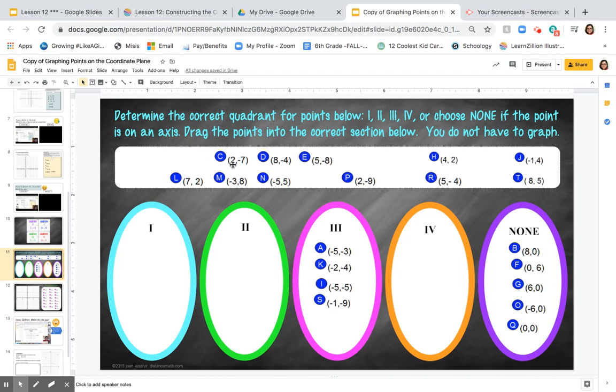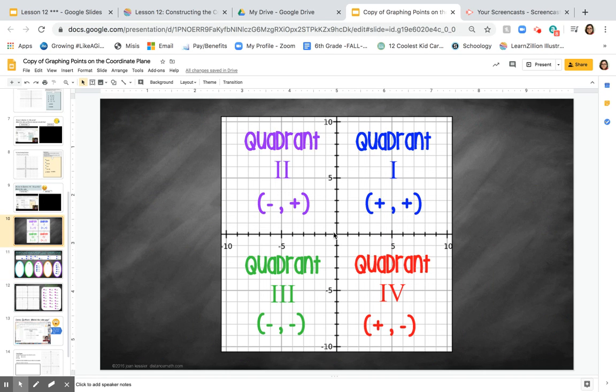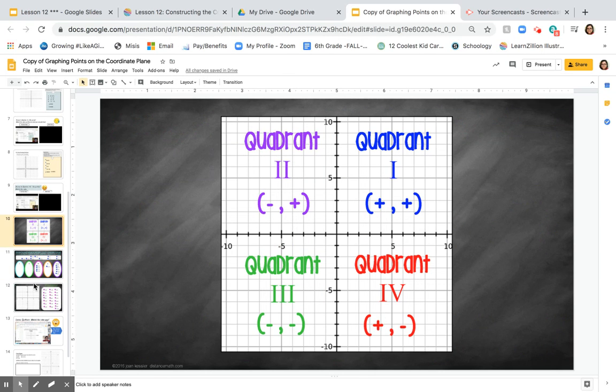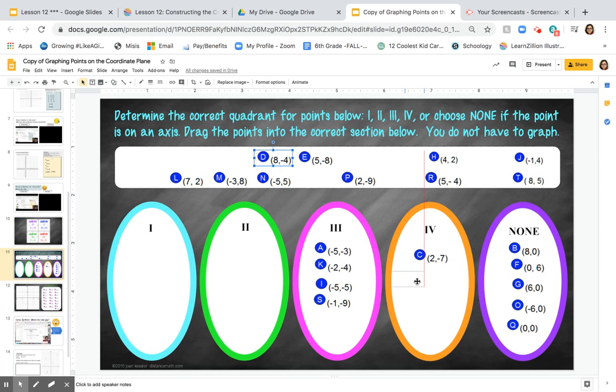next one. We have positive 2 and negative 7. So X is 2, Y is negative 7. So that's going to be positive 2 right here, and then negative 7 is down here. So that's in quadrant number 4. So let's go ahead and move it to quadrant number 4. Any coordinate pair that has positive and negative, like this. Okay. So positive and negative, D is in quadrant 4. Positive and negative, E is in quadrant 4.